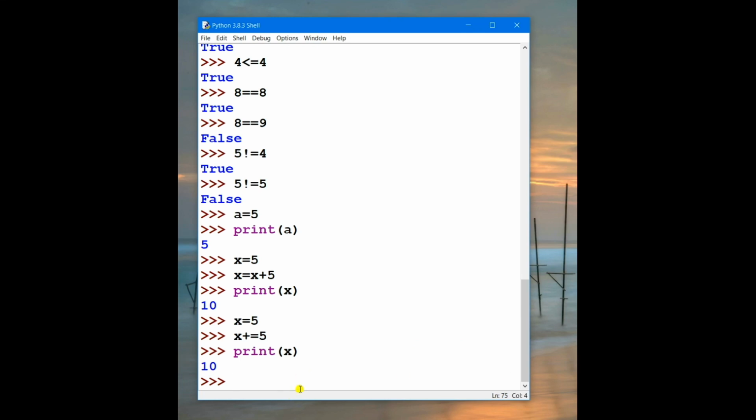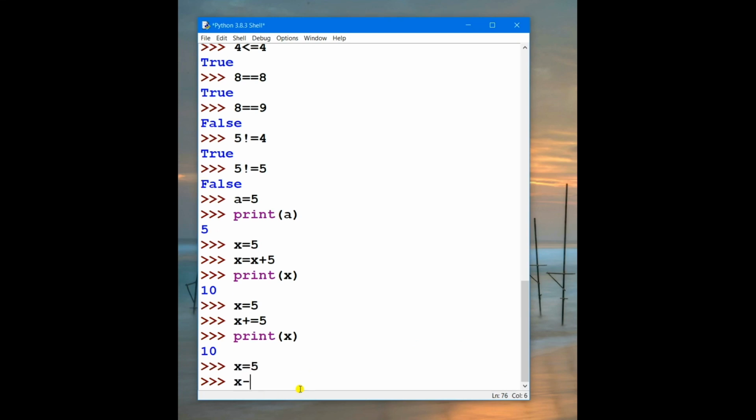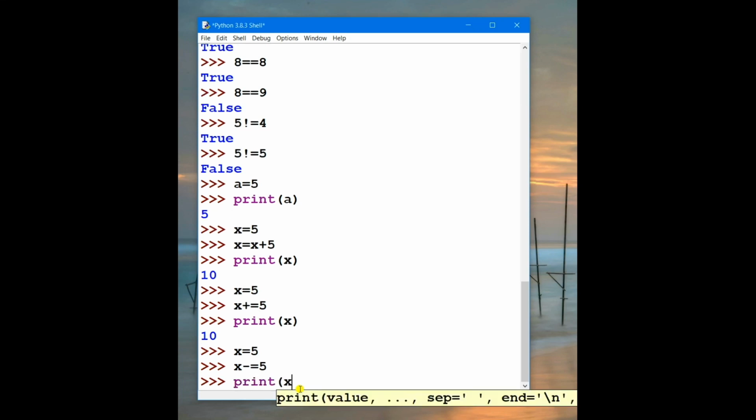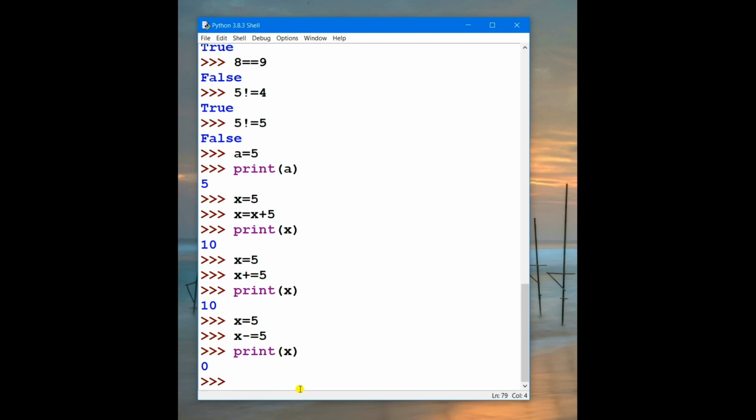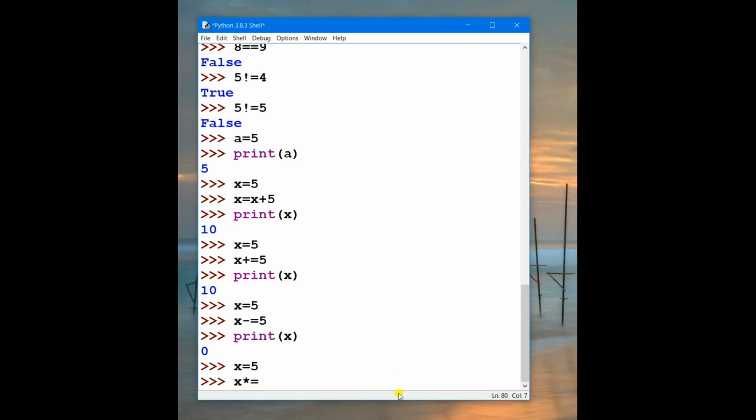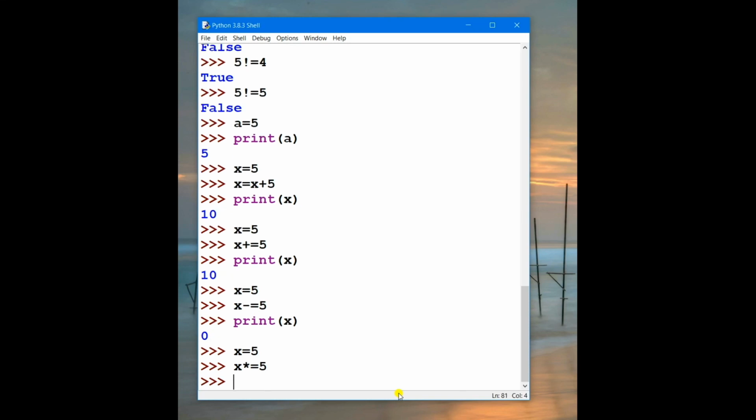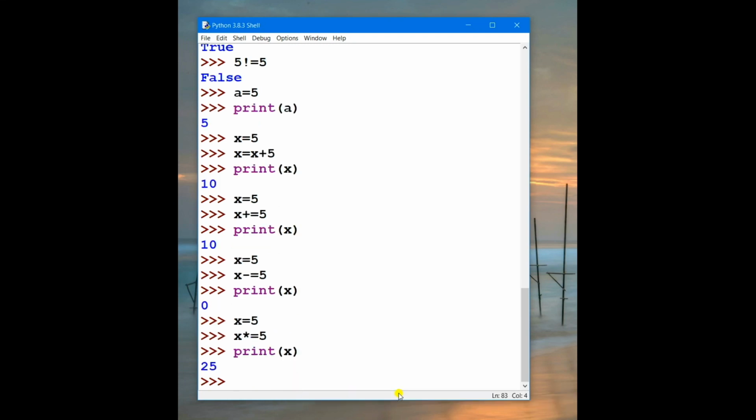Now similarly, we have the subtract and assign operator. For that, x equals 5 and x minus equals 5. So 5 minus 5 equals 0. When we print x, we will get 0. So we are assigning and subtracting at the same time to the same variable. Now we will do the multiplication and assign operator, which is similar. x equals 5, x multiply equals 5 means 5 will be multiplied by 5 and the result will be stored in x. So if we print x, we will get 25.